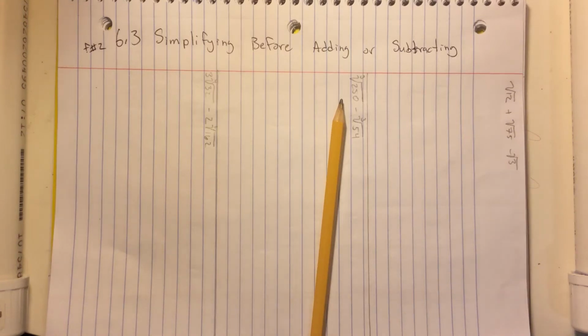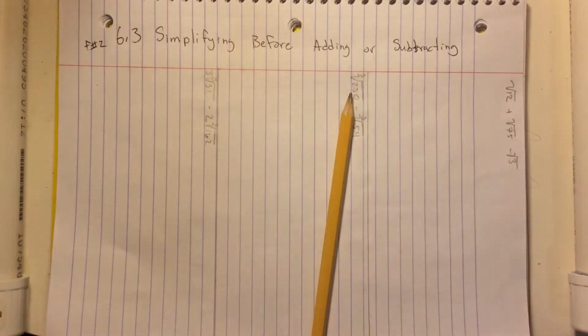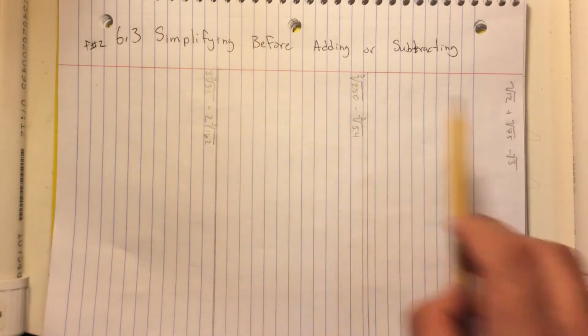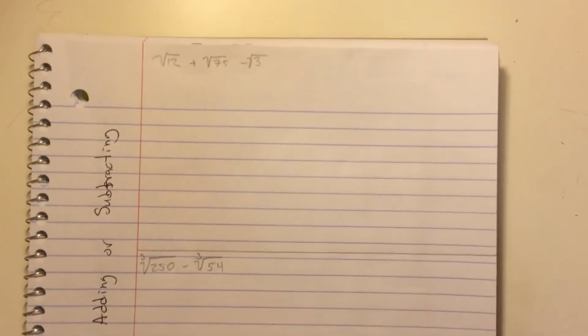Hello, my wonderful students. This is Foldable 2 of 6.3, simplifying before adding or subtracting. Alright, so let me zoom in on our first problem here.